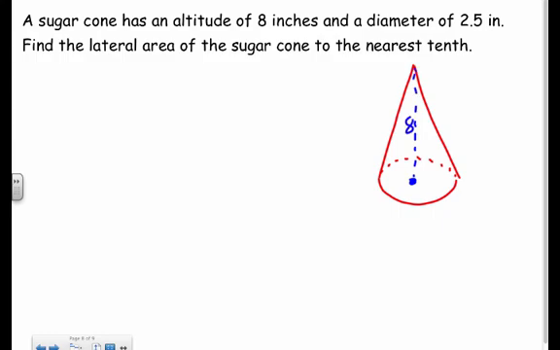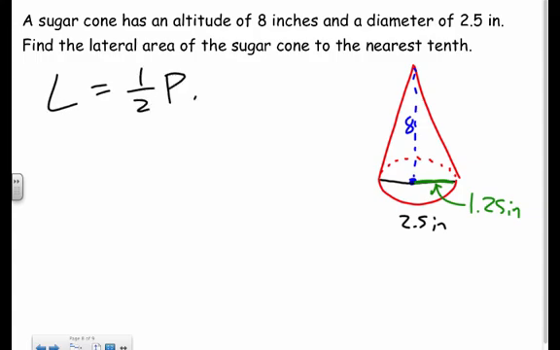And we have a diameter of 2.5. So that means all the way across is 2.5. Well, that means the radius right here would be 1.25, half of that. I'm just going to plug that in as well. It says find the lateral area of the sugar cones to the nearest 10. Okay, so we're not worried about the area of the base shape because we're just doing lateral area. So lateral area is 1/2 times the perimeter times the slant height.